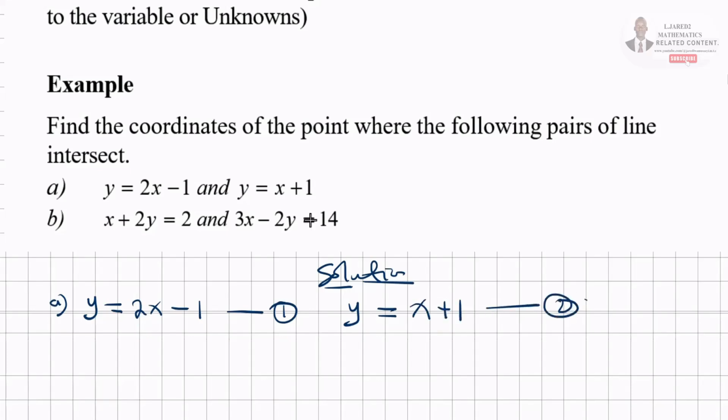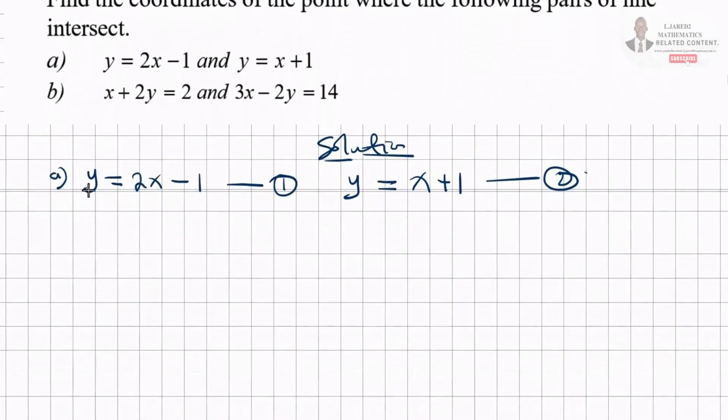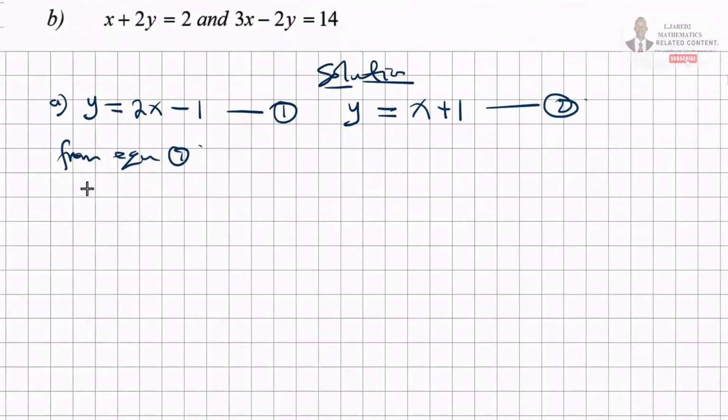So the procedure says that we determine some coordinates using the two equations, plot them, and then draw their corresponding lines. So let us now begin with equation 1. We need to obtain some values of x. From equation 1, we have y equals 2x minus 1. So let us have some x values, and then y. We ask ourselves, how are we going to obtain two points that we can plot?